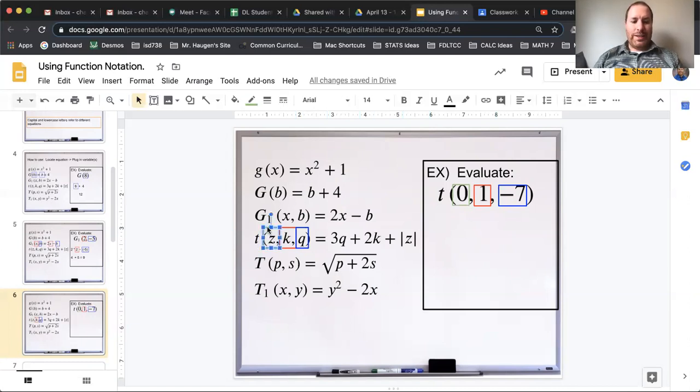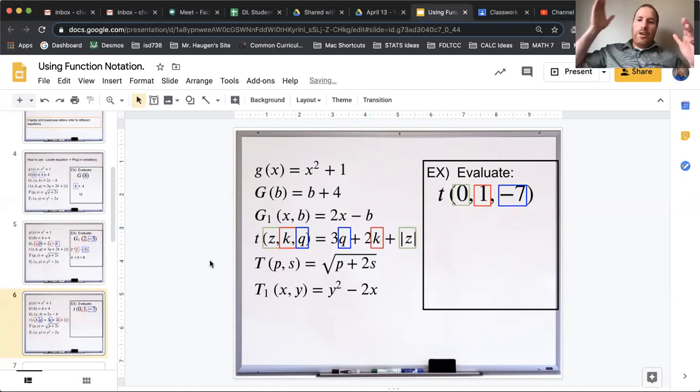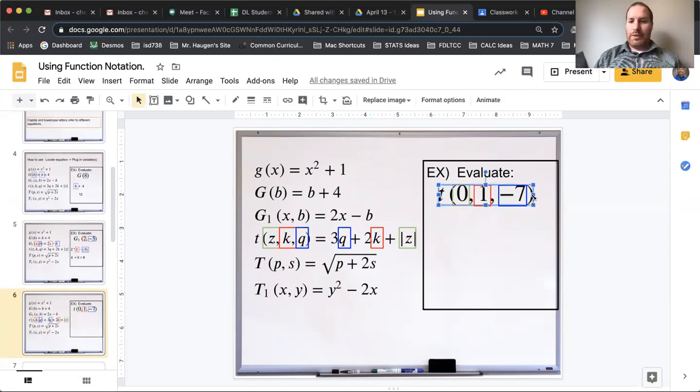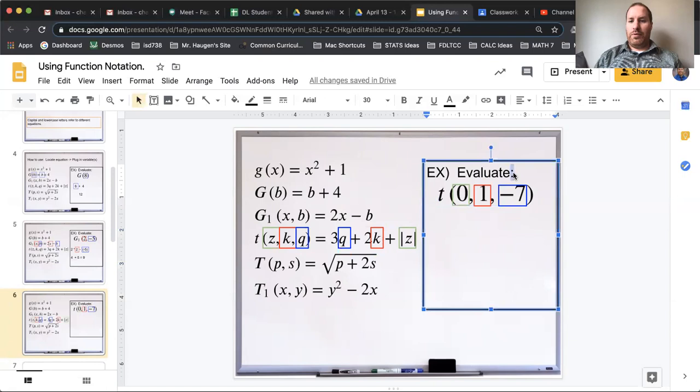Notice Z in this case is at the back of the equation back here. It's the absolute value of Z, but it's at the back of the equation. K is still in the middle right here. Yeah, that's fine. But Q is at the front of the equation. It's listed last here, but it is at the front of the equation. And sometimes that happens. It is nice when they go in the same order in the equation as they do in the list, but even if that happens, that's okay. We can still work that stuff out.